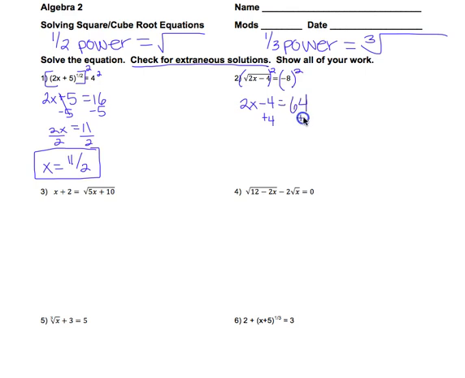So then I'm going to get x alone, first by adding 4 to both sides. That gives me 2x equals 68. Divide by the 2, and I get x equals 34. Oh my goodness, shame on me. On the last one, I totally forgot to check for my extraneous solution, which is super important.